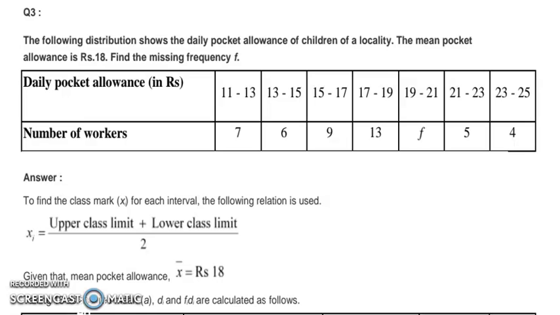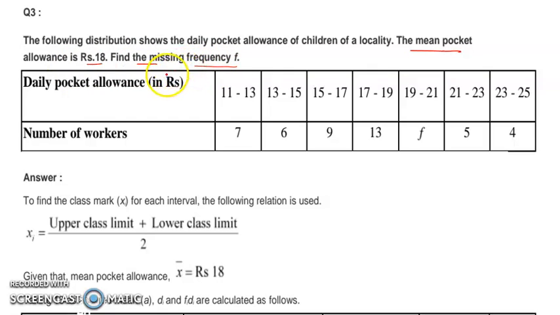We'll start with question number 3. I'd already explained question number 1 and question number 2. Question number 3 says, students, the following distribution shows the daily pocket allowance of the children of a locality. The mean pocket allowance is rupees 18. This means the mean is already given to us. The question is saying find the missing frequency.